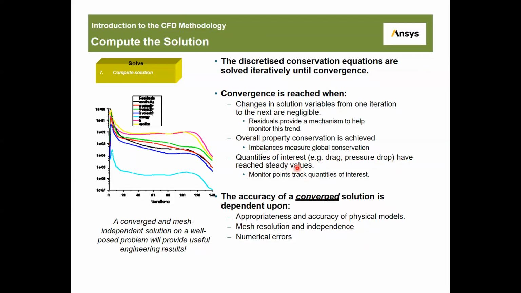Besides convergence, we also need to obtain accuracy. The accuracy of converged solutions depends upon whether the physical model is okay or not, whether you use the correct boundary conditions or not, the mesh resolution, whether the mesh is sufficient or not, and then the numerical error.